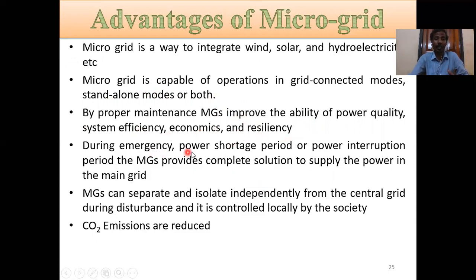During an emergency, power shortage period, or power interruption period, the microgrid provides a complete solution for supplying power to the main grid. Microgrids can separate and isolate independently from the central grid during disturbance, and are controlled locally by the society. And another advantage, carbon dioxide emission is reduced.